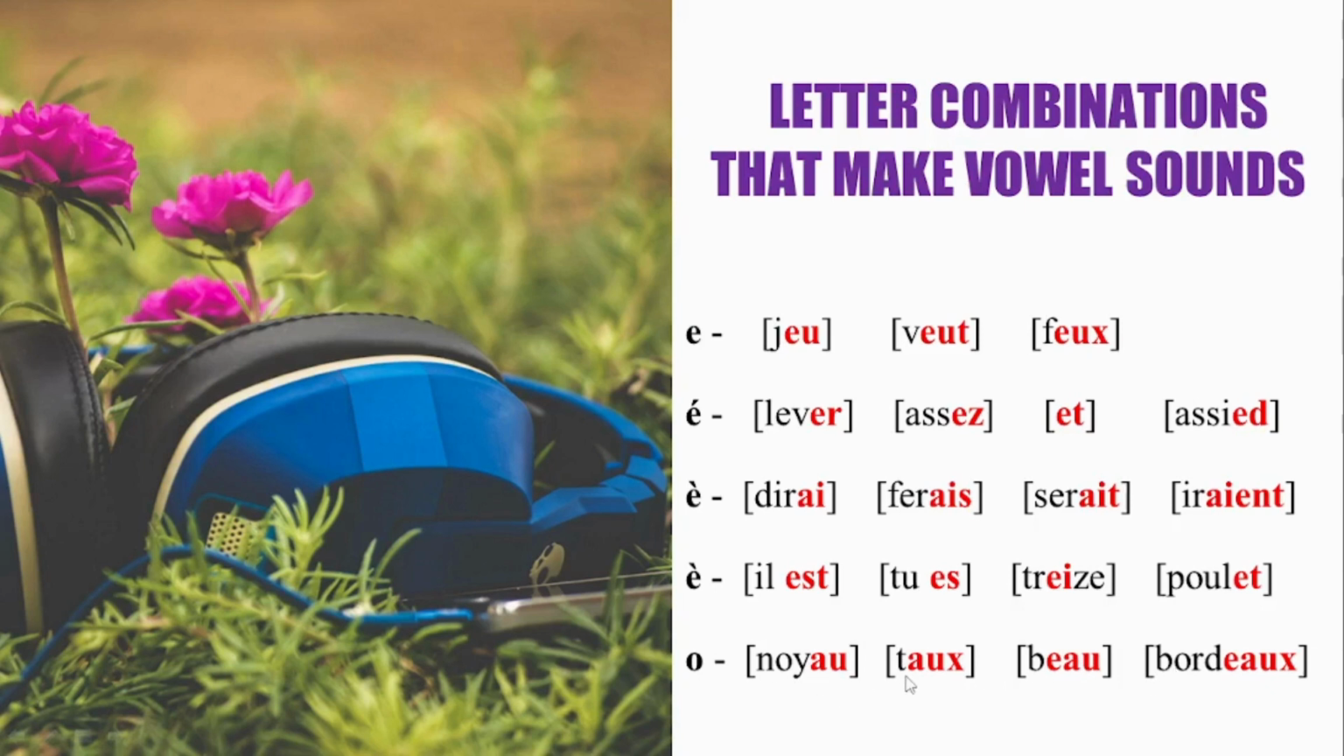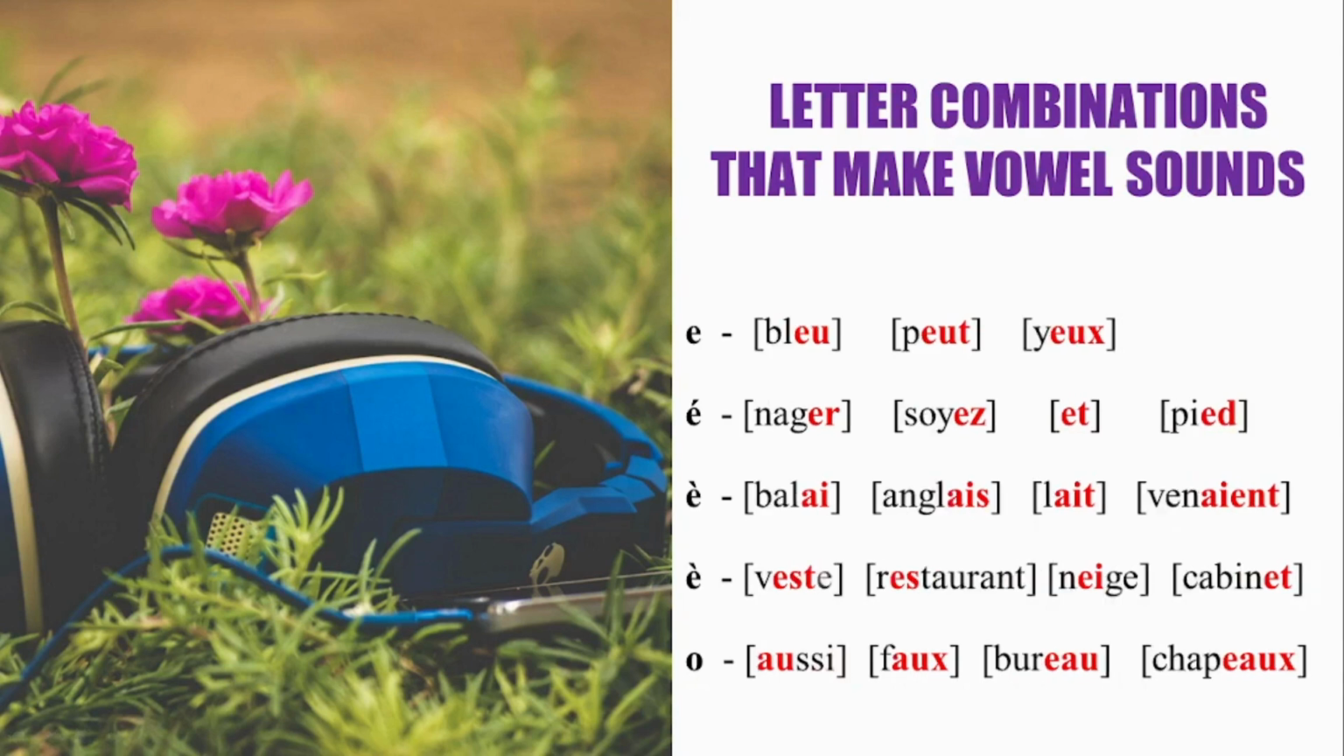Noyau, taux, beau, Bordeaux. Bordeaux. All right. As you can hear the O sound, even though it's AU. Just keep in mind, these are letter combinations. AU, AUX, EAU, EAUX. All of these make the sound O. Sound of the vowel O. Right?